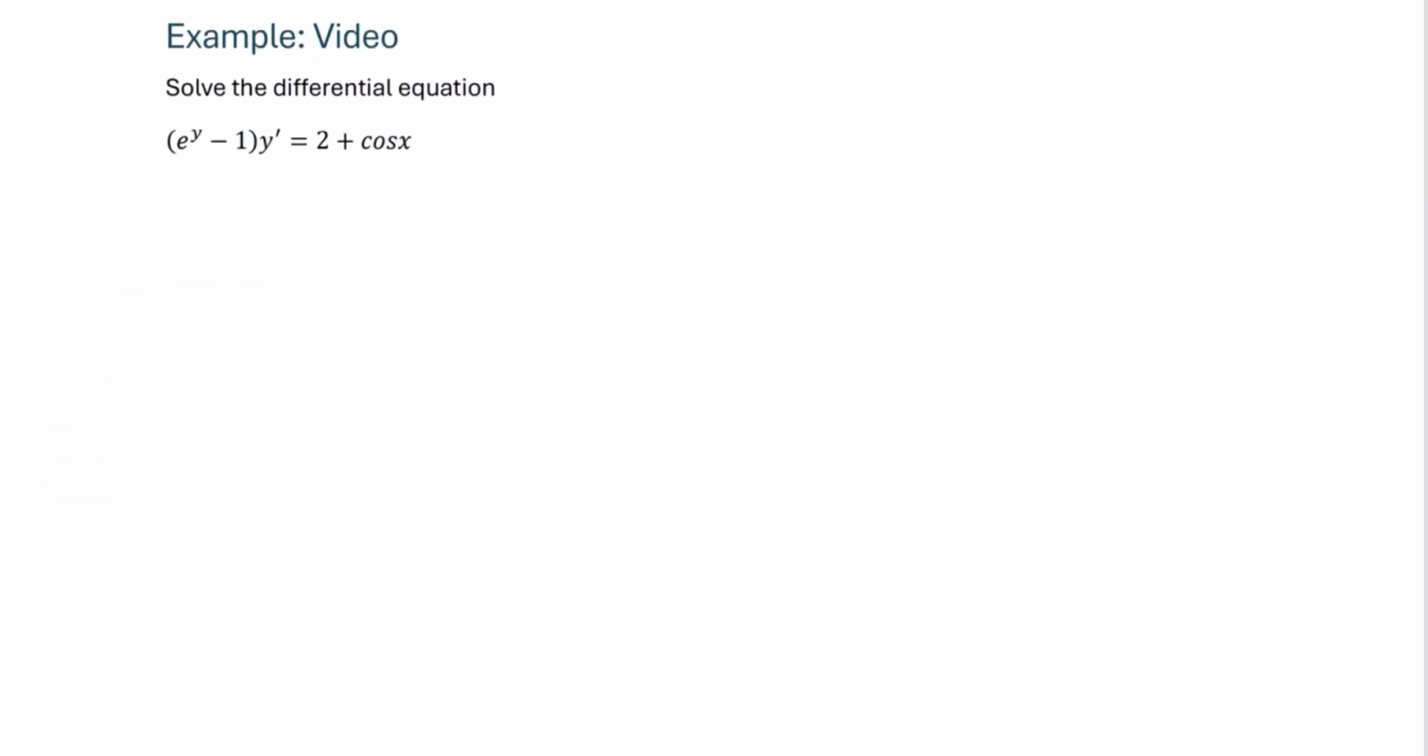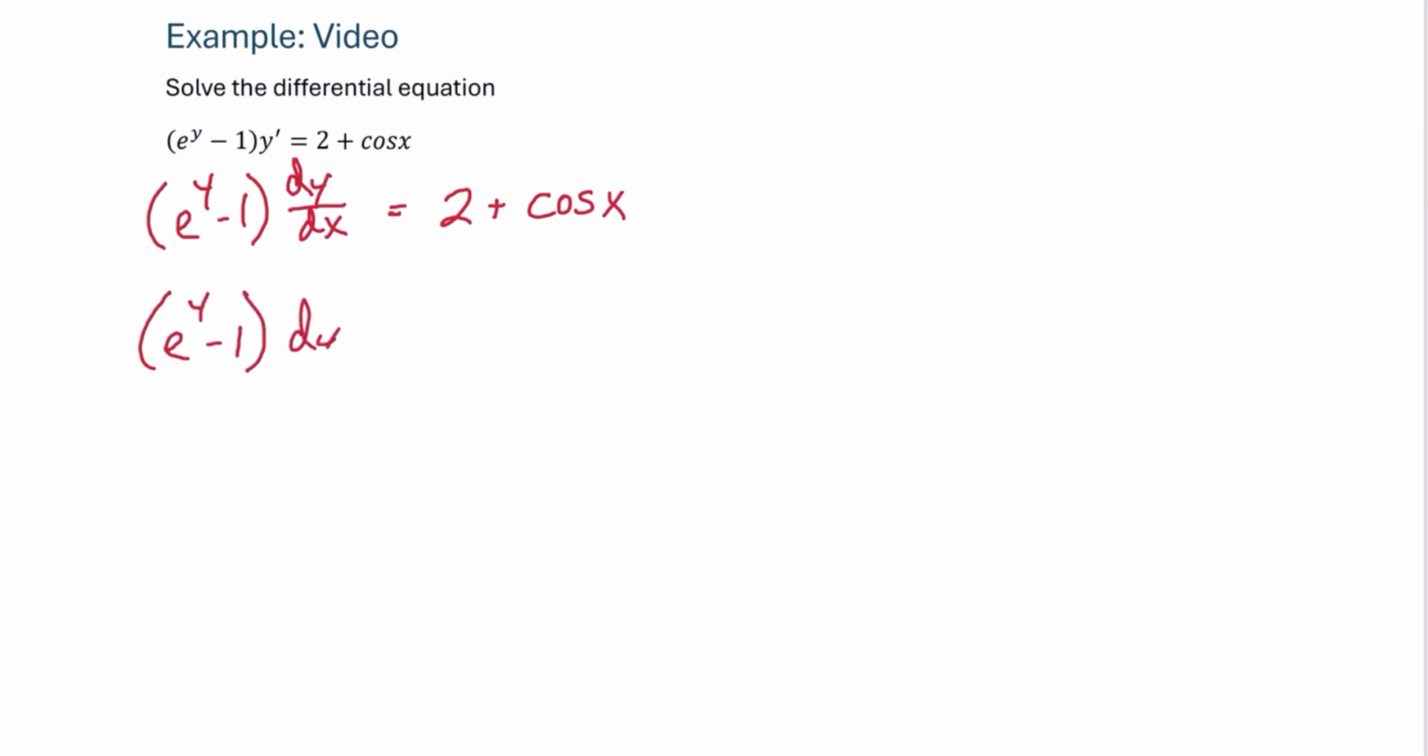In this example, we again want to solve the equation by separating the functions. The first thing I'll do is rewrite y prime. So let's replace y prime with dy/dx. And now let's put all the y's on the left side and x's on the right side. So let's multiply both sides of the equation by dx. We now have (e to the y minus 1) dy equals (2 plus cosine x) dx.